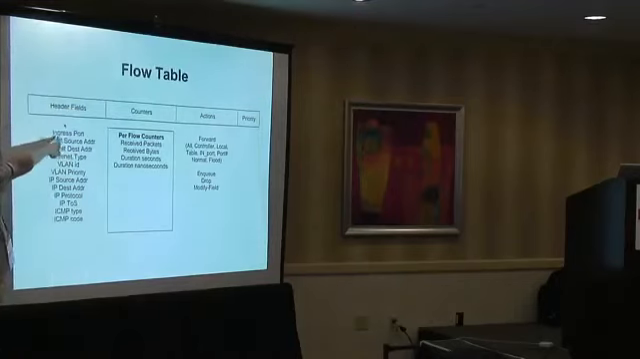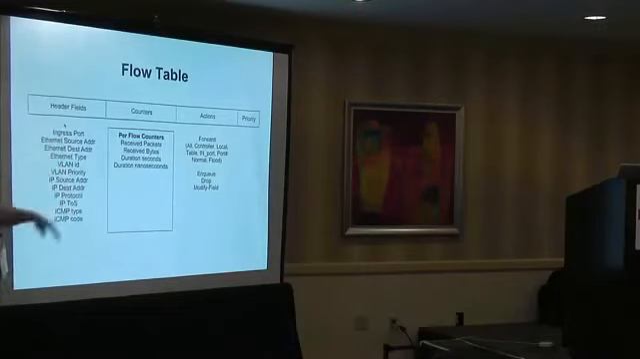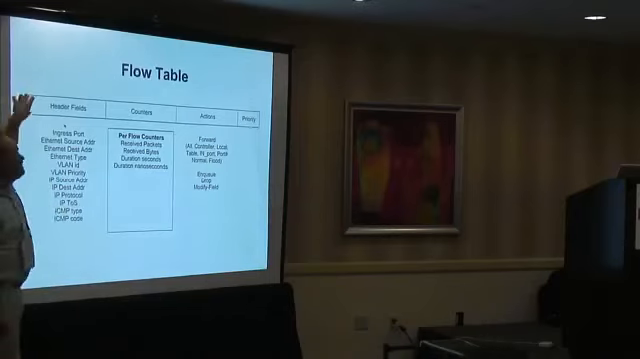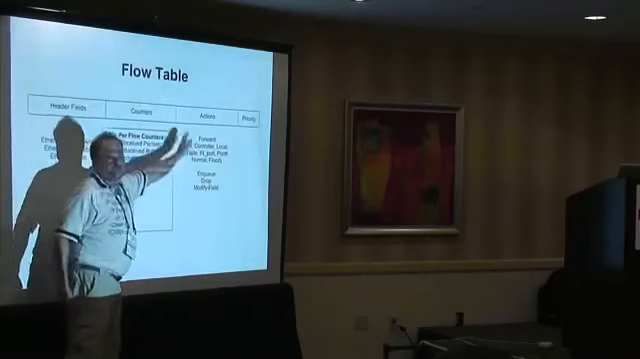What could be in the header field section of the flow table? It could be things like ingress port. What port did the packet come in on? Could be Ethernet source or destination address. Could be the Ethernet type field, VLAN ID, things like the IP address, the IP protocol field, and so forth. So you're using things in the header field to identify packets that you want to do some action to.